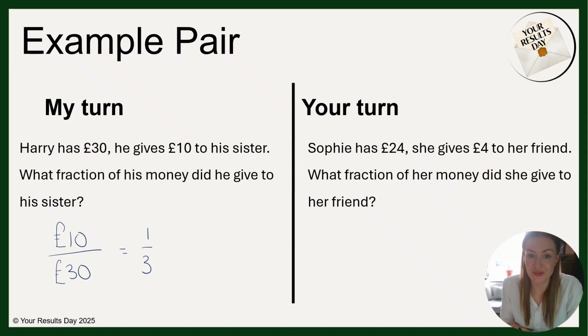Here's a question for you to have a go at. Sophie has £24. She gives £4 to her friend. What fraction of her money did she give to her friend? Pause the video now and hit play when you're ready to see the solution.